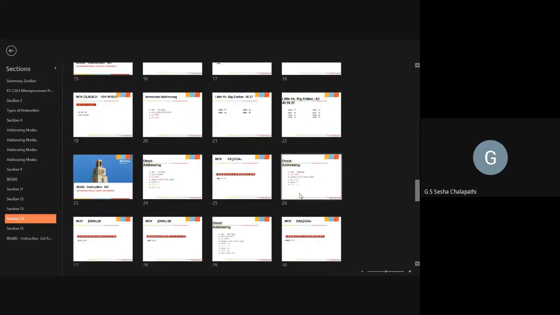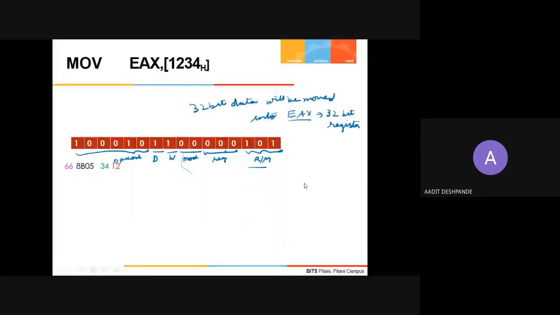Sir, is this in 16-bit mode of operation or 32-bit? We are using the 16-bit mode of operation. We are still in the 16-bit mode of operation. So it will be 00 and the mod field will be 101. How do you get that?